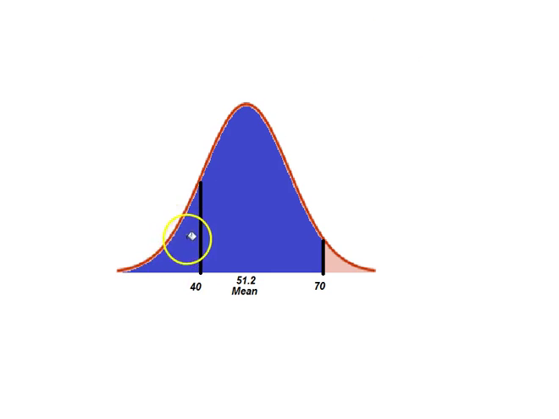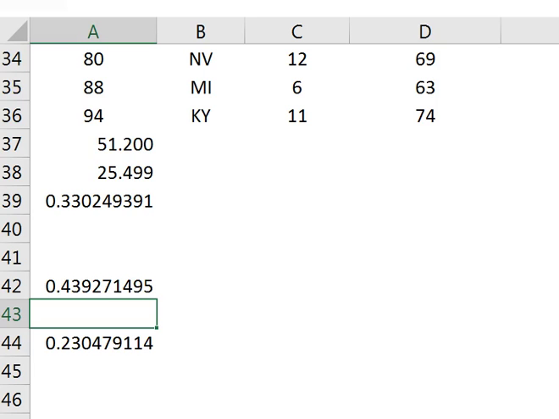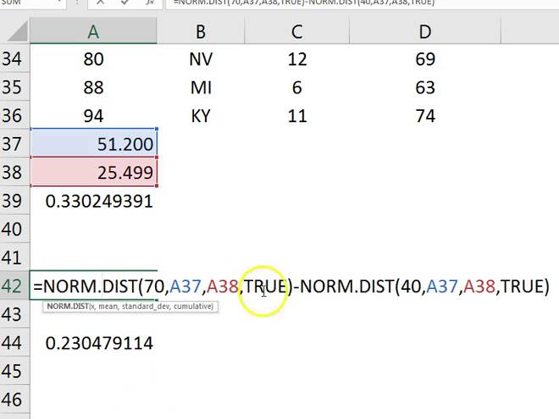And so if we do the subtraction with that same formula in Excel, it calculates the probability of less than 40, and that's what we're subtracting away. So all we're left with is the probability of being in between 40 and 70. So everything less than 70, and then subtract away the probability of less than 40.